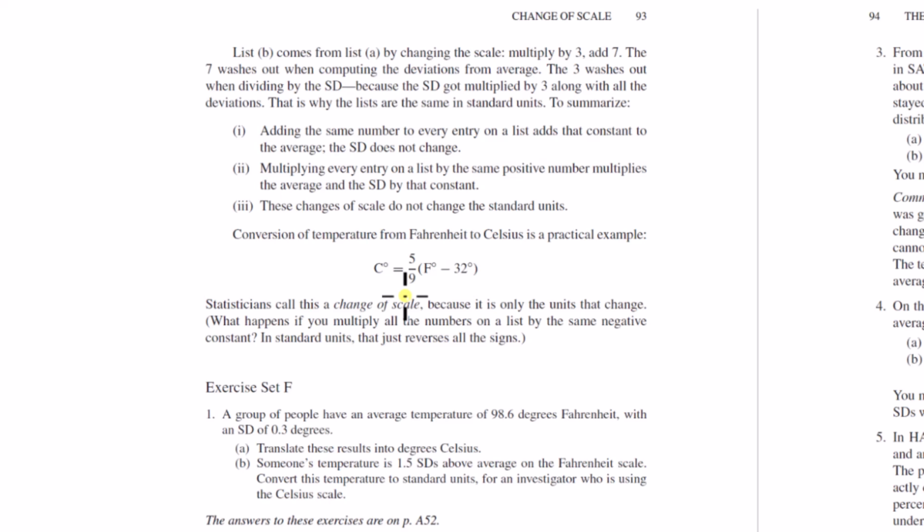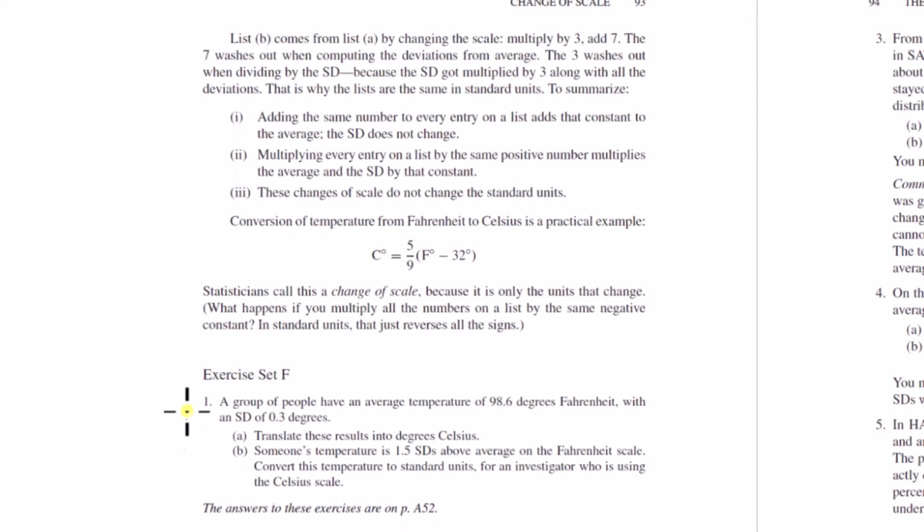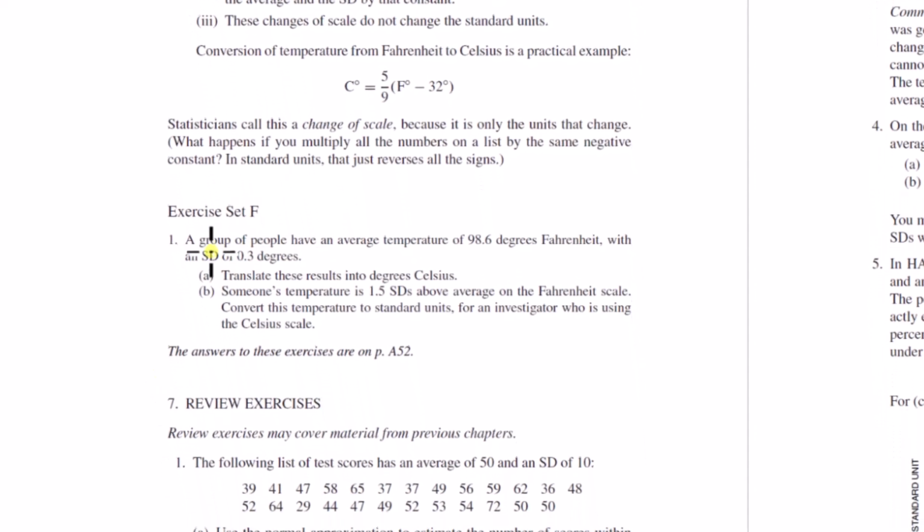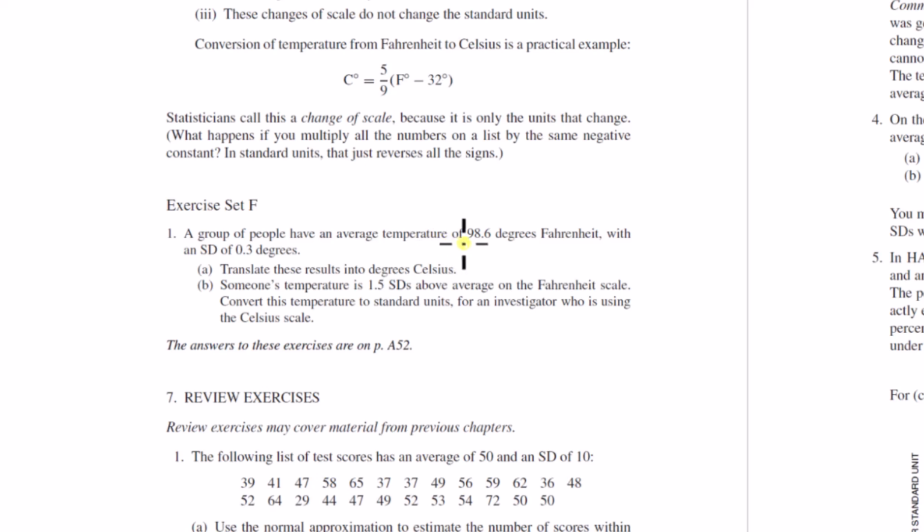Other than, yes, if you multiply by a negative, you're going to flip the signs of every entry. But still, even in that case, the fabric of the standard units is the same. Okay, now let's work this problem here. A group of people have an average temperature of 98.6 degrees Fahrenheit with a standard deviation of 0.3 degrees. Translate these results into degrees Celsius.